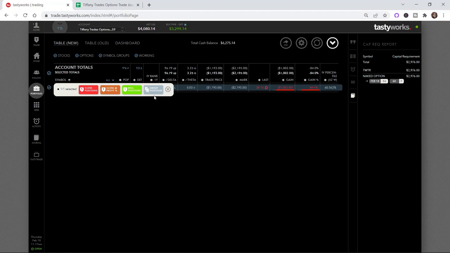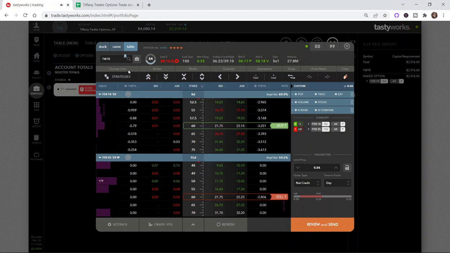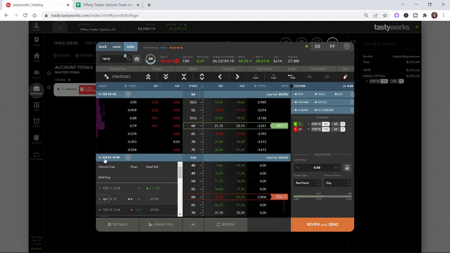Group positions doesn't apply here since there's only a single leg option. And I'm going to roll it out. If you wanted to see what expirations were available to you, you can come to this table tab right here, and you can select one of these drop downs and scroll out to see what expirations are coming up.